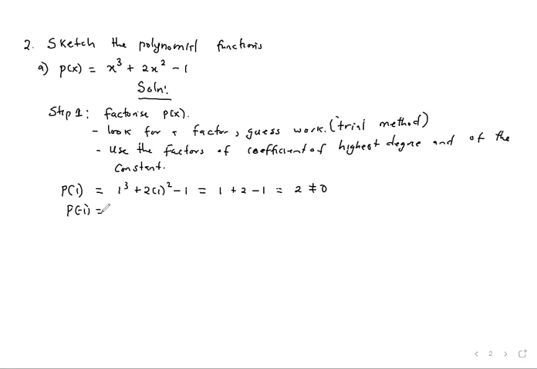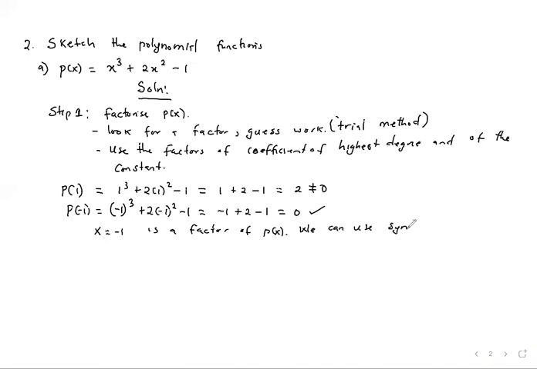Negative 1, we will get negative 1 power 3 plus 2 negative 1 squared minus 1, giving us negative 1 plus 2 minus 1. This is 0. When you get a 0, we mean that x is equal to negative 1 is a factor of P of x. So we can use synthetic division.